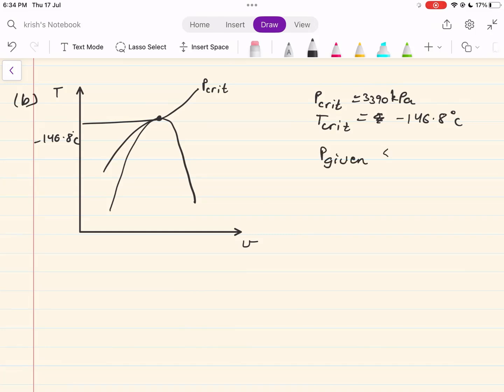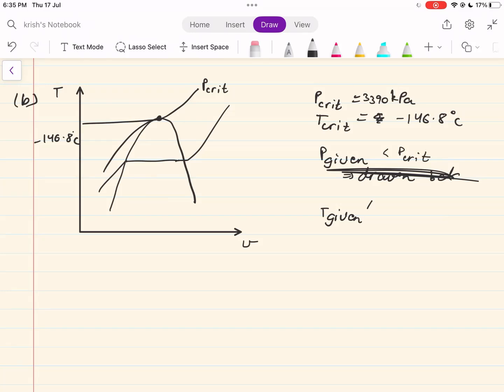So as our P given is less than P crit, it means it's drawn below the P crit line. Whatever. It's drawn somewhere like this. And a T given, which is I'm thinking 25 degrees Celsius, yes, is greater than T crit. We will draw it above the point and we will see it is again a superheated vapor.